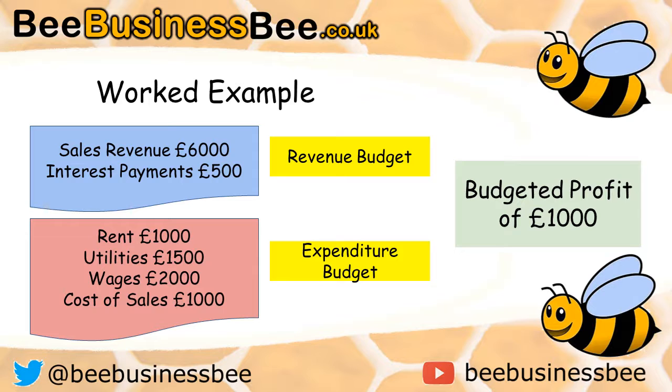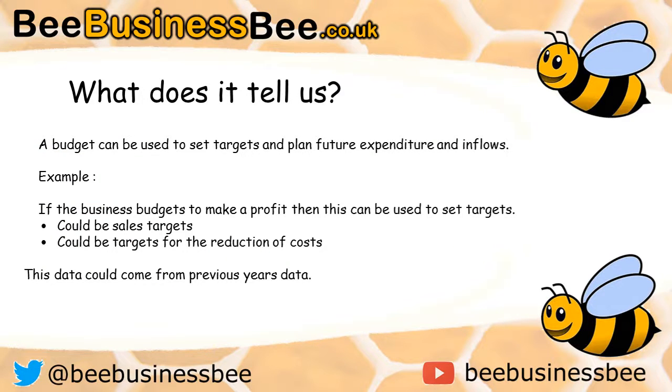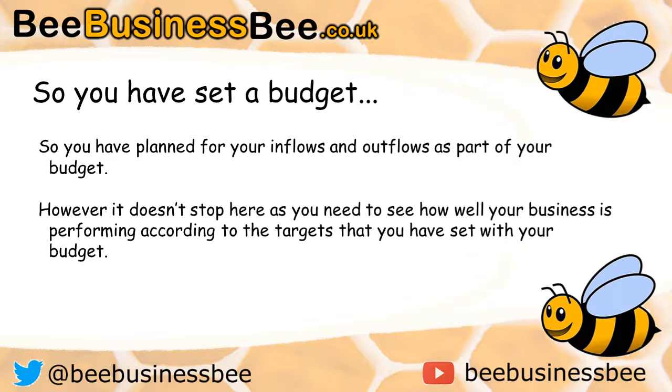So what does a budget actually tell us? Well, a budget typically can be used to set targets and plan for the future. So for example, when we've done our budget, we can see, is our sales target realistic, or do we need to increase our sales? What sales figure do we need to achieve? Do we need to reduce our costs? By what percent? So again, we can look at our cost basis and we can think about, can we reduce it? Do we need to arrange credit from our suppliers? Again, all these things are things we can look at when we're planning out our budget. We've got the data in front of us. And of course, we could get the data from previous years. So you set your budget and you plan for your inflows and outflows as part of your budget.